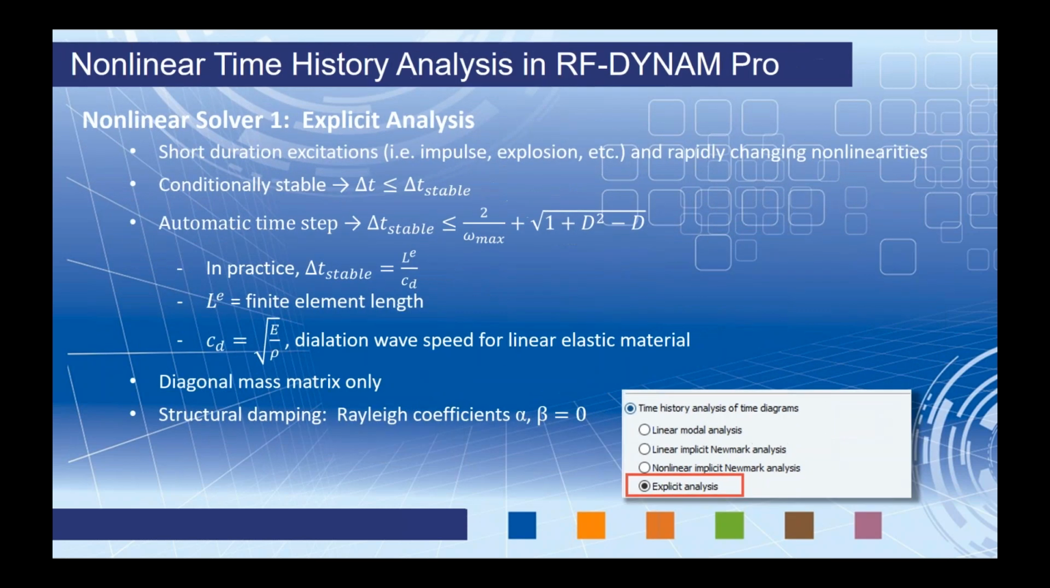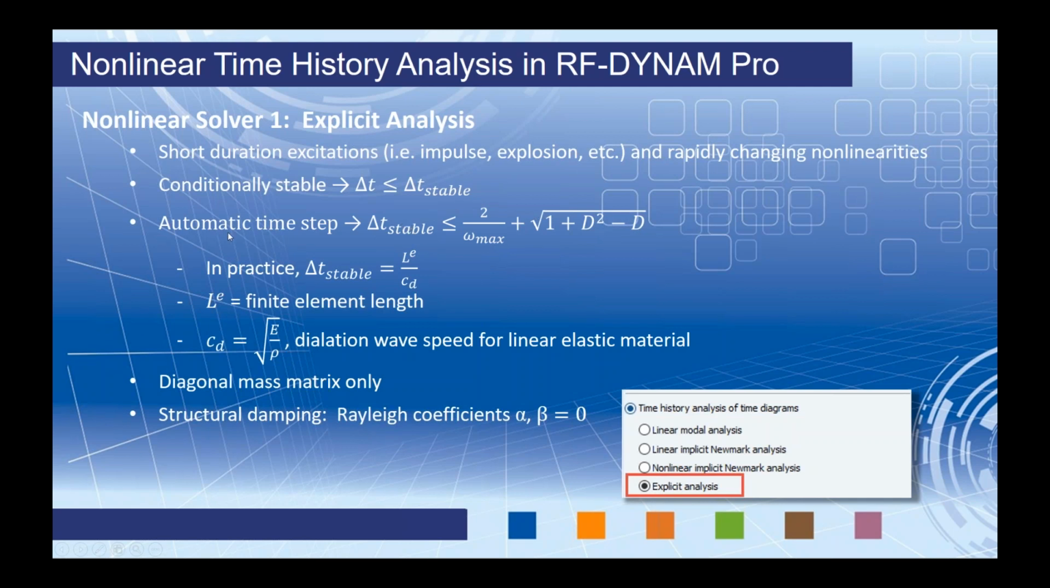Looking at the first nonlinear solver in a little bit more detail, well, this is an explicit analysis solver. This is best for short duration excitation, such as an impulse, an explosion, or rapidly changing nonlinearities. Now, in order to get a conditionally stable model, your time step, delta t, must be less than or equal to delta t stable. Well, the question is, what is delta t stable? And you can see here that I've actually listed this formula here.